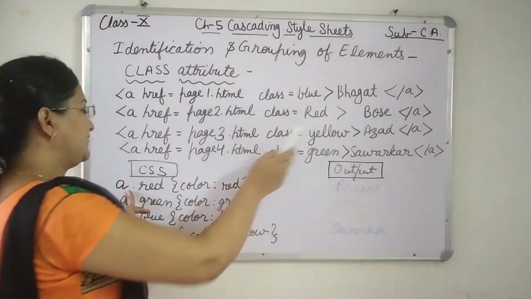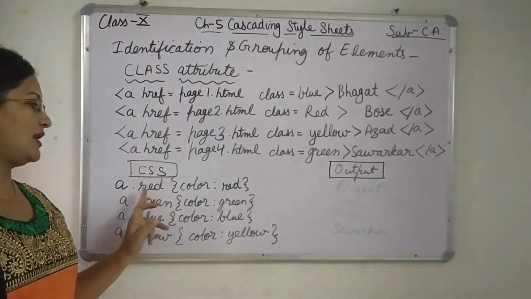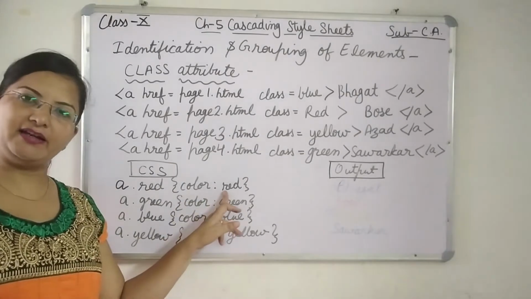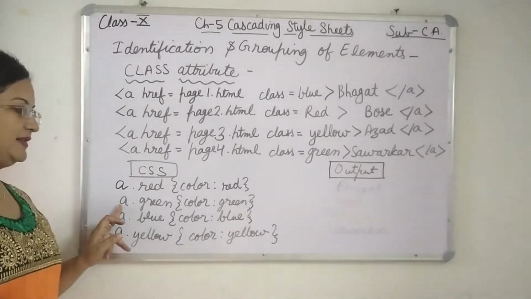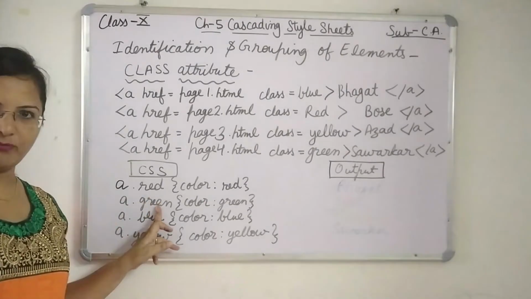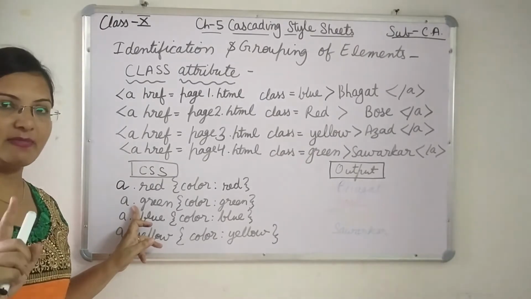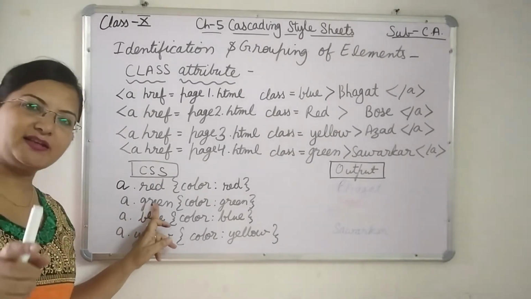When we see this link, this is Bose. So Bose, we know very well, is in red color. I have given the CSS color red. This is the element name. This is dot and this is the class name. Whenever we have to write a class name, we have to write dot first. Remember, dot and then the class name.